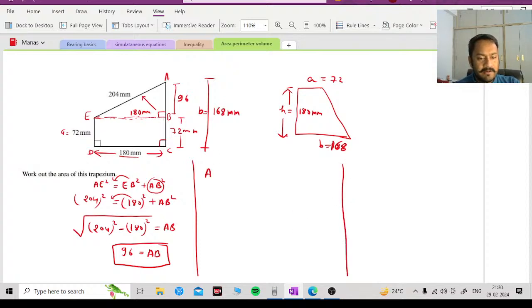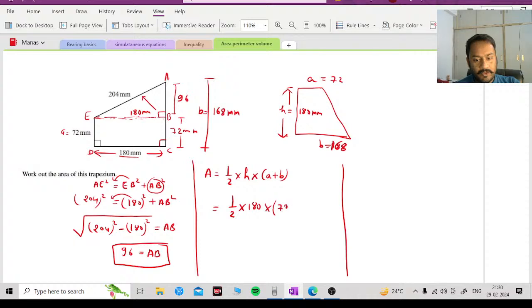So the area will be equal to half into height into a plus b, because it is a trapezium. Nobody has given the answer. I don't know why, it's so easy. Now the height is 180, and the height will be multiplied by a plus b.